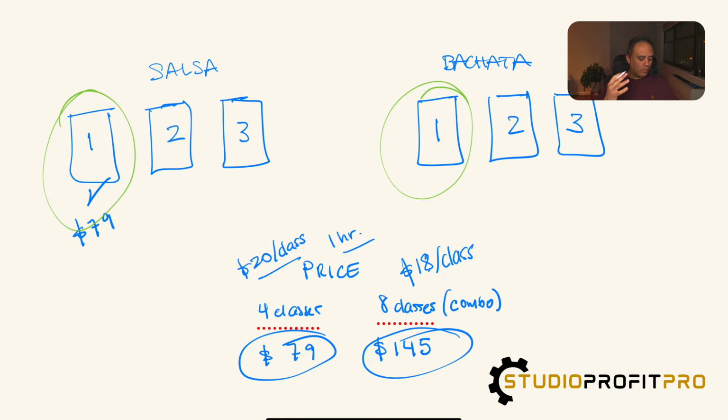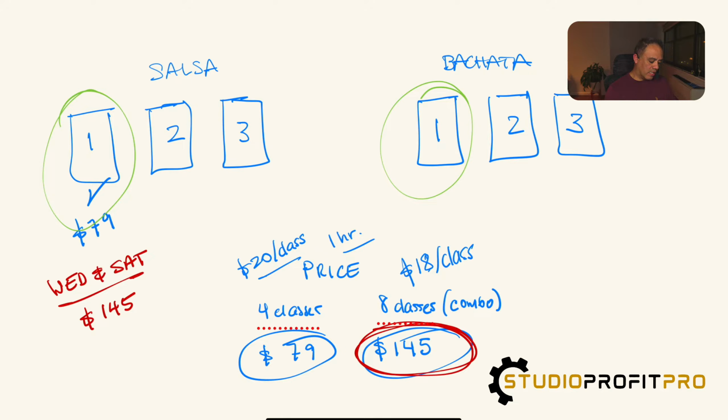This is one example. Another way to see it is, for example, if I teach salsa on Wednesdays and Saturdays. I'm sorry for the letters. Let me do this again. Let's say that we have Wednesday and Saturday classes. I have level 1 on Wednesday and Saturday. They can use the combo as well. If they come on Wednesday and Saturday, they will still pay the 145. So it's going to be 145 if they come for these 2 days. That's another way that they use the combo.